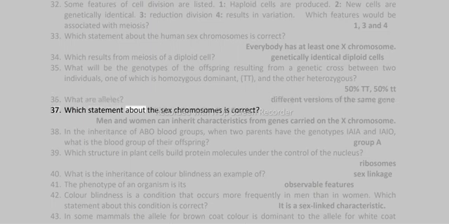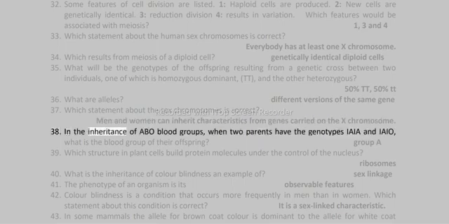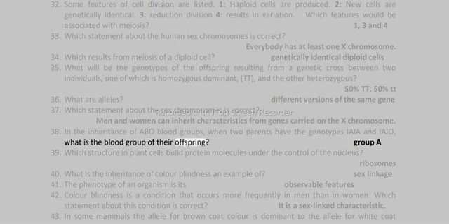37. Which statement about the sex chromosomes is correct? Men and women can inherit characteristics from genes carried on the X chromosome. 38. In the inheritance of ABO blood groups, when 2 parents have the genotypes IAIA and IAIO, what is the blood group of their offspring?